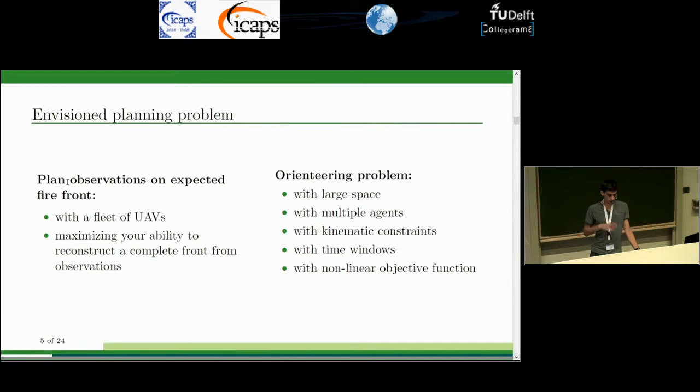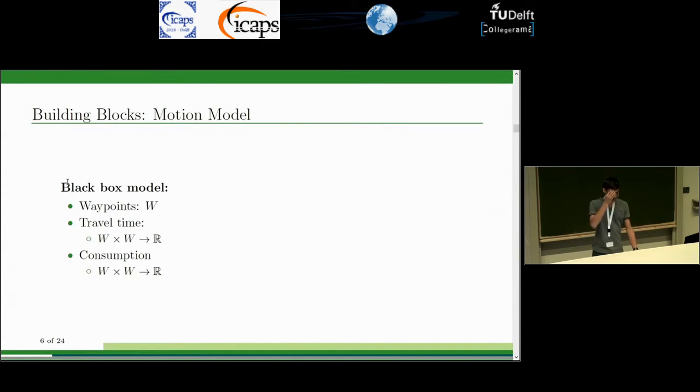So we wanted to model and solve this problem in an efficient and hopefully quite generic way. The first thing we do is we have a motion model that is quite simple, essentially a black box where we have a waypoint, whatever it is, and we have a travel time from one waypoint to another. We also have energy consumption, but I'm not going to talk about this in this talk.